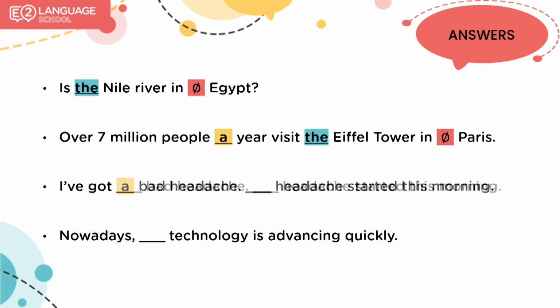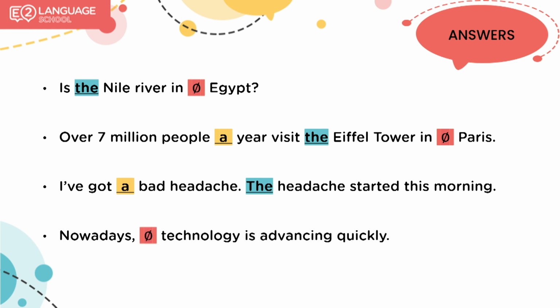Okay, our next sentence. I've got a bad headache. The headache started this morning. Okay, so we need to use a firstly because it's the first time we're mentioning this information. This is new information. The second time we say headache, we need to use the. So this is a repeated noun to show that I'm talking about that headache. And our last sentence, nowadays, technology is advancing quickly, so no article here. And that's because this is a general statement about the world.